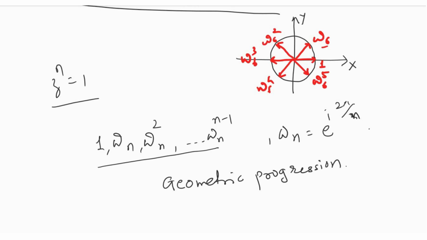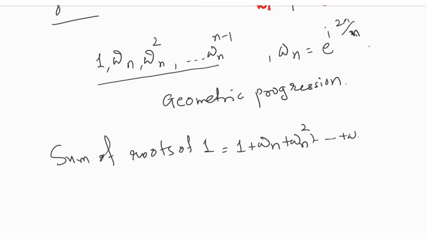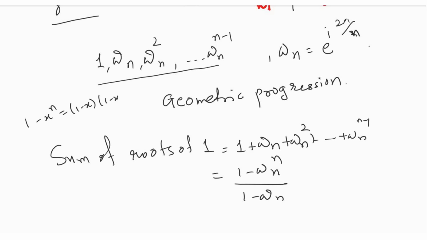And what will be the sum of these roots? That means the sum of the roots of 1 will be 1 plus omega n plus omega n square up to omega n power n minus 1. That we can write as 1 minus omega n power n upon 1 minus omega n. This is because 1 minus x raised to n is 1 minus x into 1 plus x plus x square up to x raised to n minus 1. Due to this we can write this.